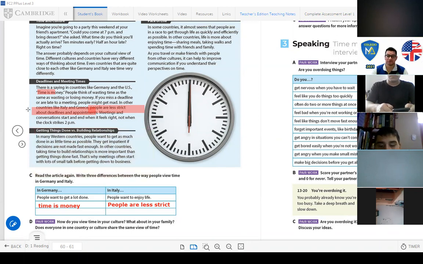Here, for example, I'll talk about the relationships. In many Western countries, people want to get as much done in as little time as possible. They get impatient, no? For example, they can't wait. O sea, ellos no están que, bueno, te vamos a esperar. No, you do it now. Lo haces ahora. They get impatient, okay? And for example, if decisions are not made fast enough, no? Si las decisiones no se toman rápido, ellos están ya, ahora, now, it's the time, no? And in other countries, taking time to build relationships is more important than getting things done fast, no? Okay, so they say, no?